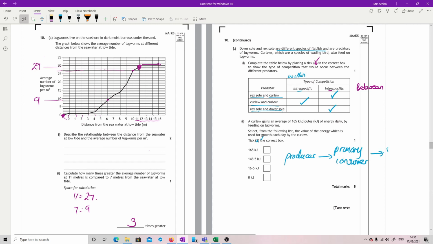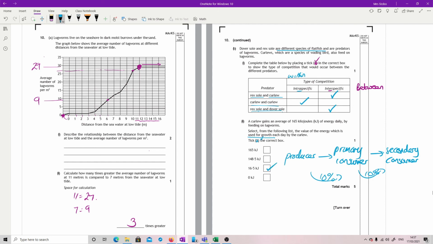and on to your secondary, and let's just say that's the top of the food chain because I'm running out of space, you should know that we have transfer of energy, this is about 10%, and then this is again 10%, you're kind of using up 90% of it, but this says used for growth. That is the stuff that will get passed on. So we are looking for 10% of 165, so 16.5.